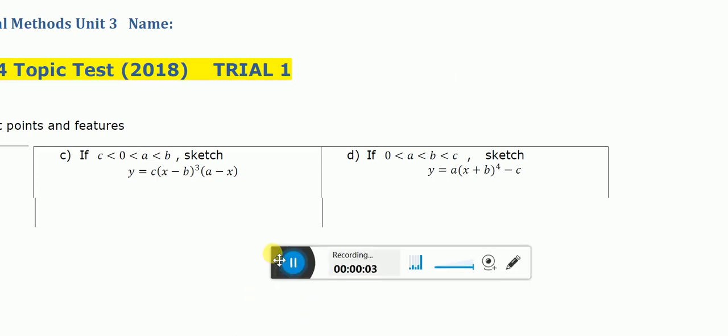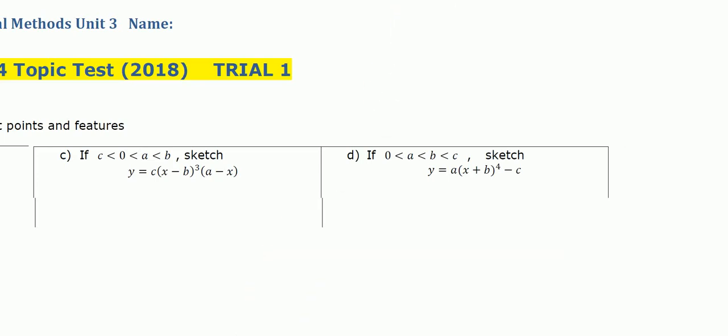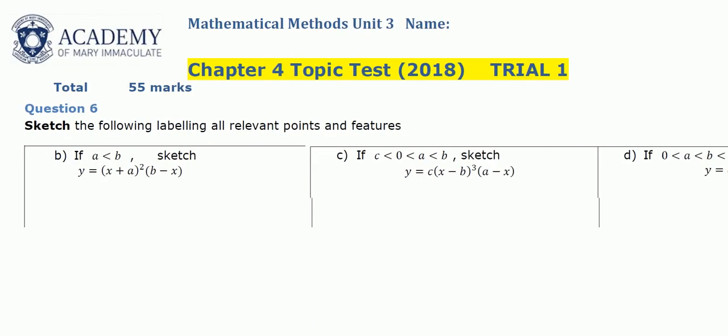Okay, so this is for trial test number 1, and it's question number 6, B, C, and D. Part of the issue here is that I don't know what values A and B are. But what I do know is this is a degree 3. This negative on the x will make it a negative degree 3.